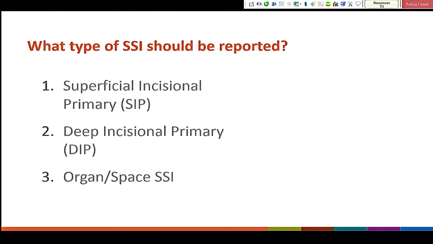Okay, so we know this is an SSI, but what type of SSI? Is this a superficial incisional primary, do we report? Do you report this as a deep incisional primary? Or is there something going on at the organ space level? Is this an organ space SSI?